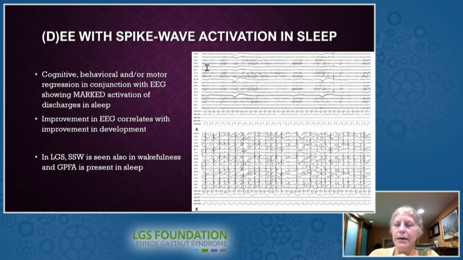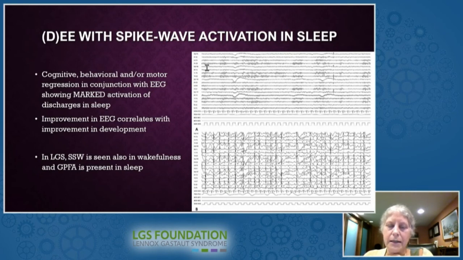And so here's an example where you have a patient during wakefulness and you don't see very much, but during sleep, you see essentially continuous spike wave. And if you just looked at that sleep recording, you might say, oh, that looks like a diffuse generalized slow spike wave pattern. But what makes this different is it really is not there during wakefulness. So this is a marked activation in sleep.